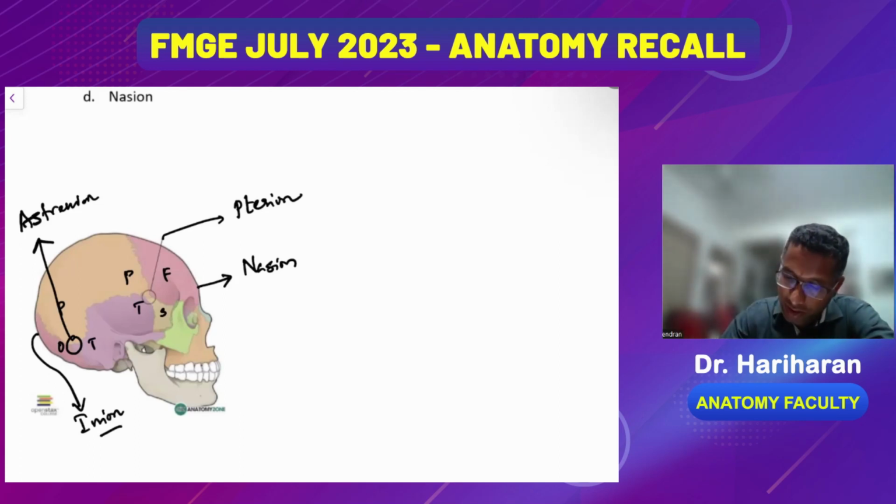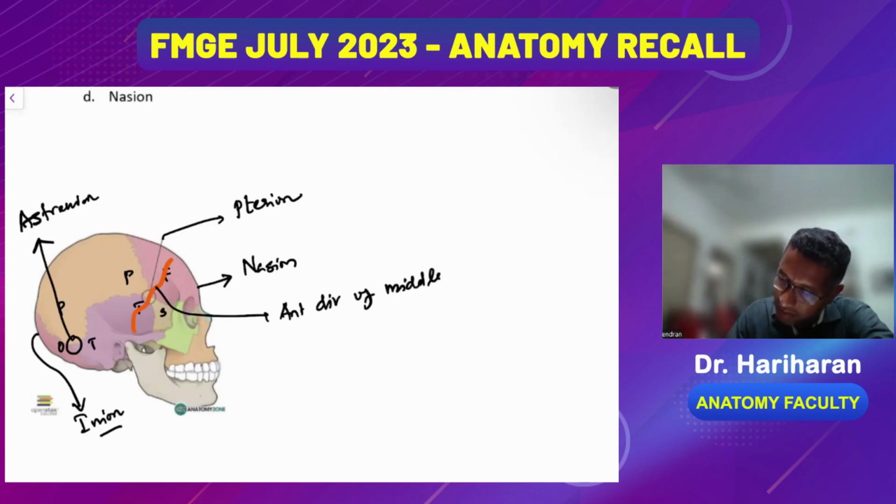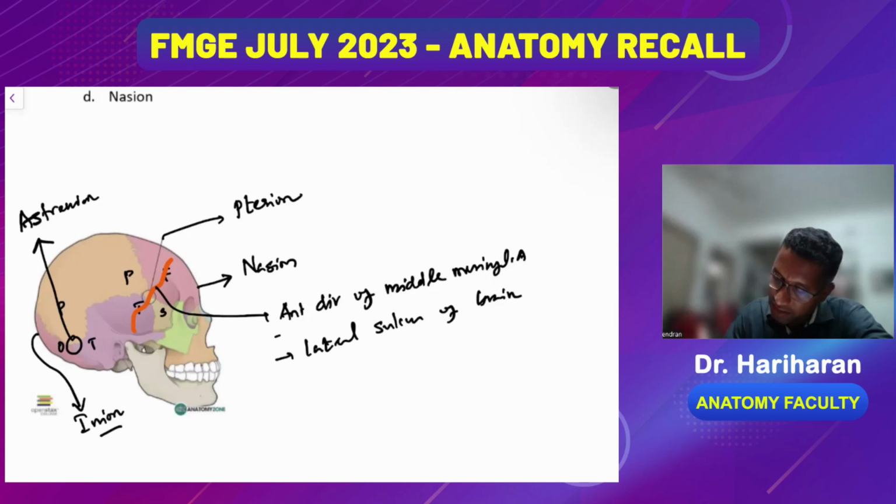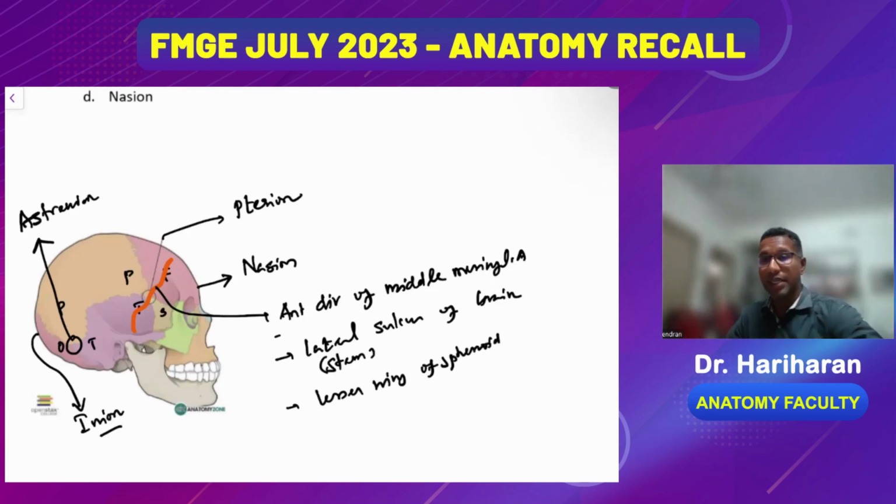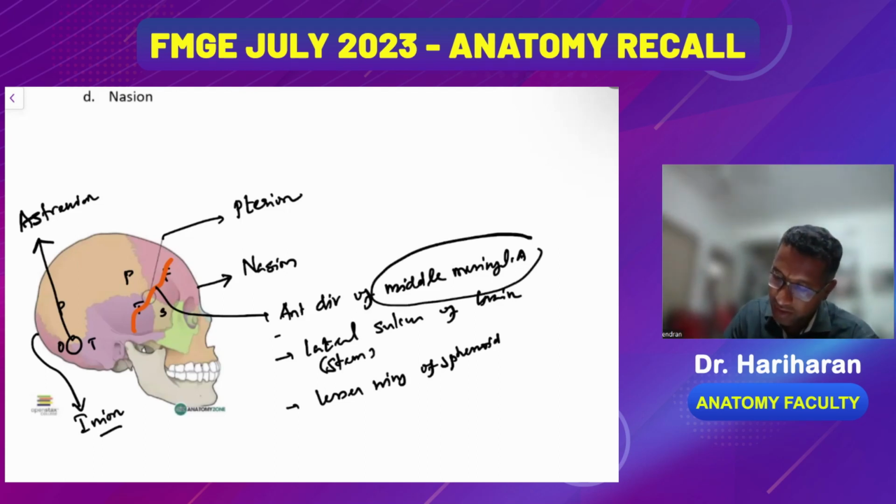One important structure deep to the pterion is the anterior division of the middle meningeal artery. Apart from this, behind the pterion you have the stem of the lateral sulcus of the brain. And the lesser wing of the sphenoid ends at the pterion. So these are the three important things related to the pterion. Whenever there is an injury to the pterion, the artery that gets affected is the middle meningeal artery.